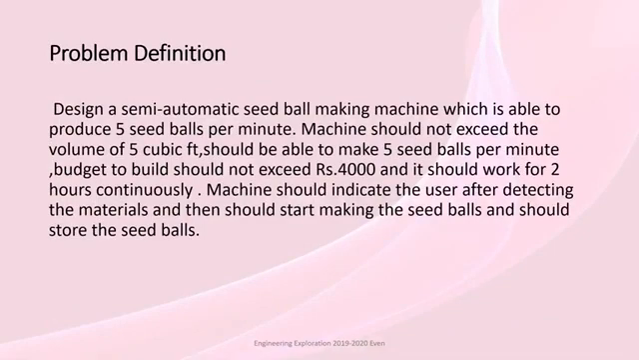To design a semi-automatic seed ball making machine able to produce 5 seed balls per minute with a volume of 5 cubic feet. The budget should not exceed Rs 4,000 and should work for 2 hours continuously. The machine should indicate the user after detecting the materials and should start making the seed balls and eventually store them.